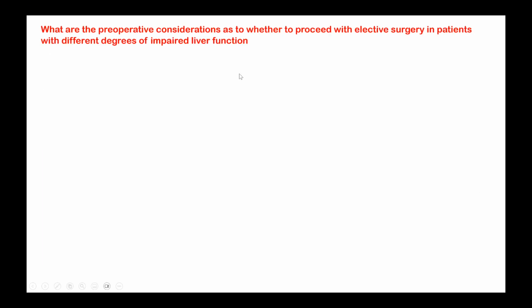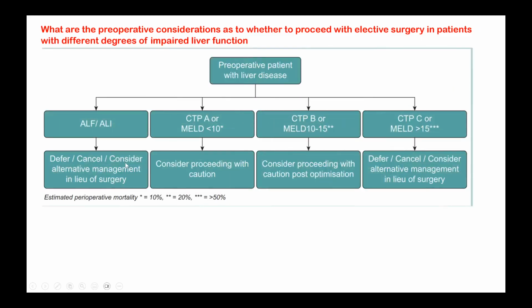And what are the preoperative considerations to decide whether to proceed with the elective surgery or not? There is another guideline given. A preoperative patient with liver disease, if they have acute liver failure or acute liver injury, defer and cancel, consider alternate management. So a bone fracture can be managed conservatively also with immobilization. So if the patient's condition is very serious with the patient in ALF, then defer the surgery. When it is CTP class A or MELD less than 10, consider proceeding with caution.